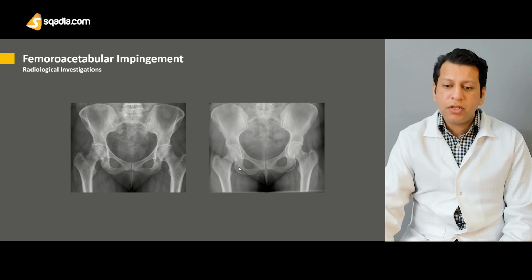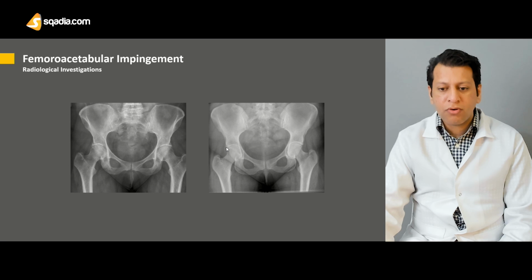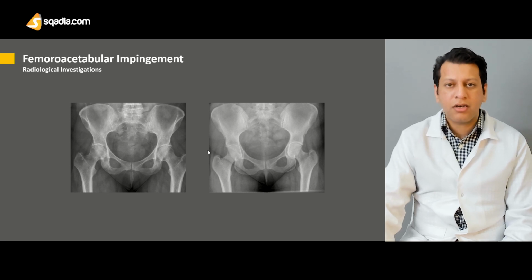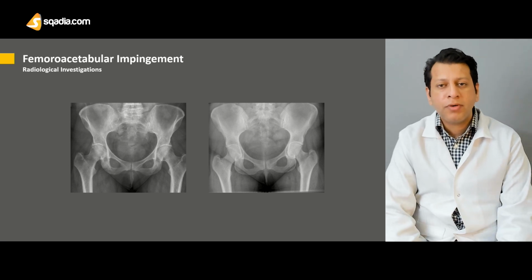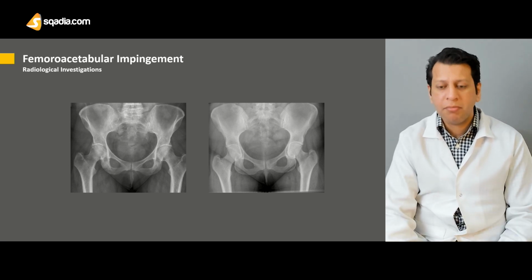Now if you see it over here, again on AP view, you can calculate the head neck ratio: you calculate the area from this up till this, and you can appreciate how much is subluxed laterally. If it is subluxing too much laterally, this may eventually lead to some form of cam type impingement as well.